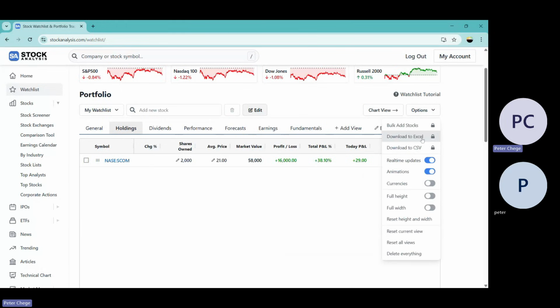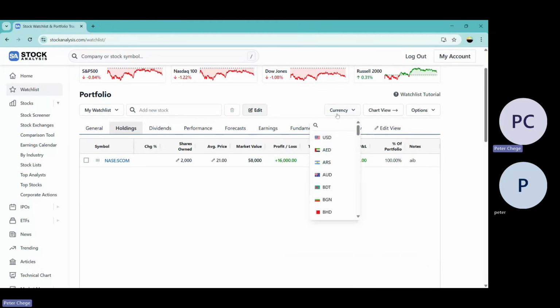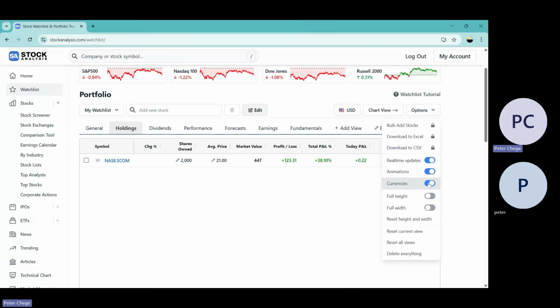Remember, I have an option here to download if I upgrade to Pro. You can download as Excel or CSV for my future reference. You can also, if you want to enable currency, you can enable it so that if you are outside the country, you can value your stocks in your country's currency. So I don't want to do that because I'm in the default Kenyan currency.